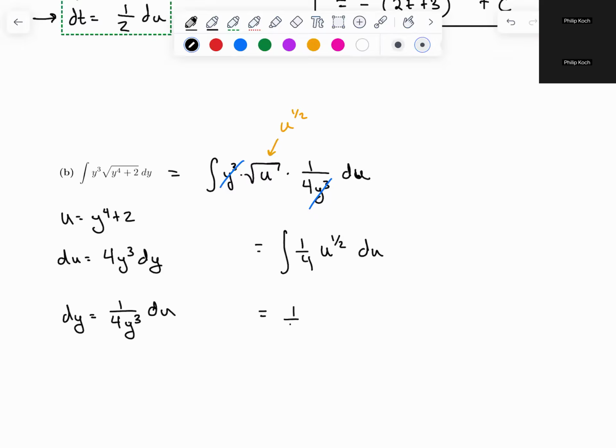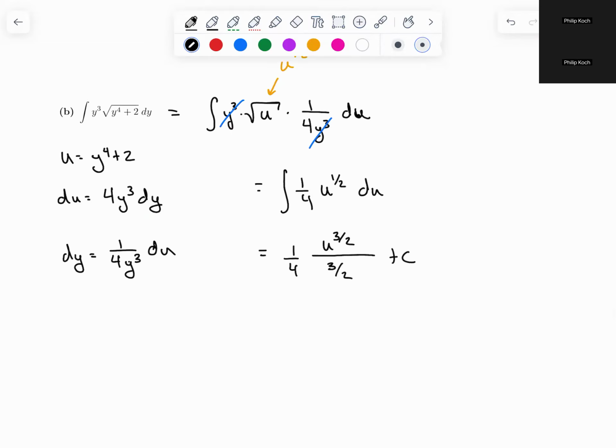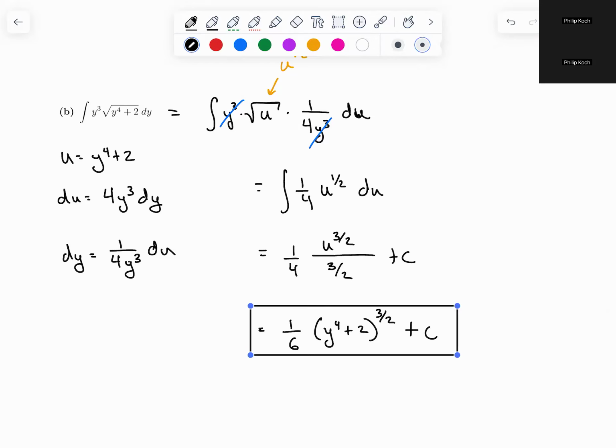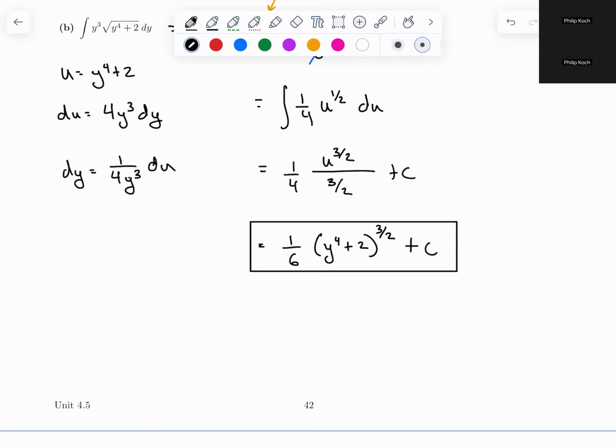This becomes 1/4 u to the 3/2 over 3/2 plus a constant c. Flip and multiply, so you're going to multiply by 2/3. 2 and 4 cancel a little bit. This is 1/6 times u, which is y to the fourth plus 2, to the 3/2 plus a constant c. Now, any questions on that? Yes. Could you do y to the fourth plus 2 to the 3/2 over 6 plus c? Yes, that would be fine too. Plus our constant, our consistency.